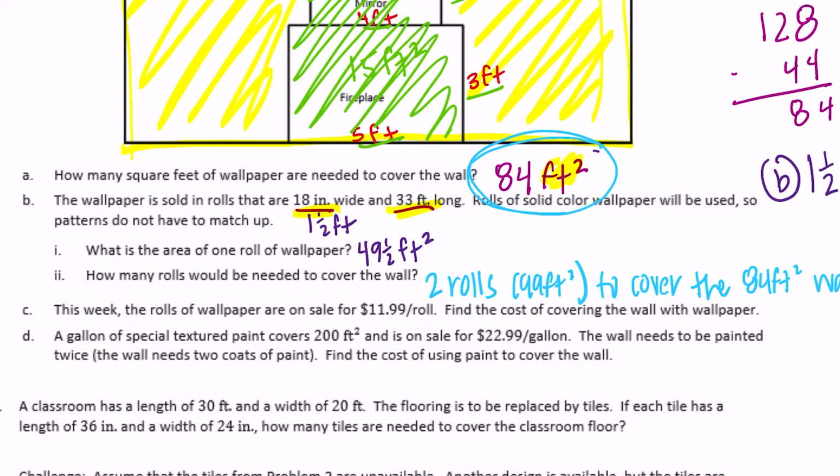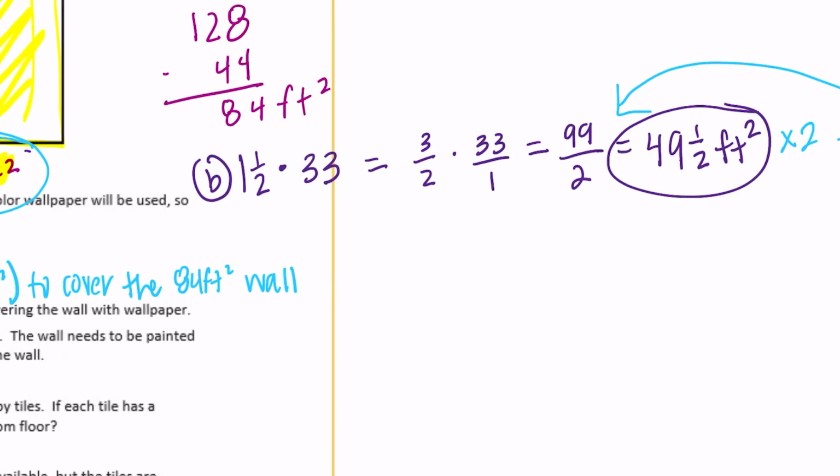C. This week, the rolls of wallpaper are on sale for $11.99 a roll. Find the cost of covering the wall with wallpaper. So $11.99 a roll, we said we needed 2. So let's do $11.99 times 2.